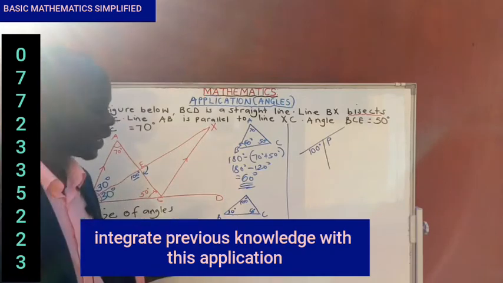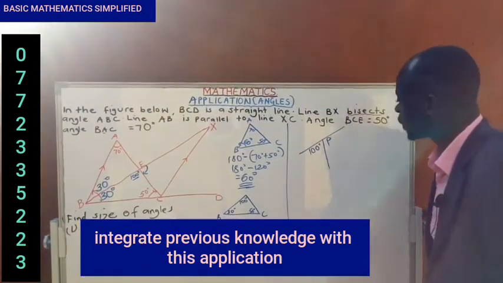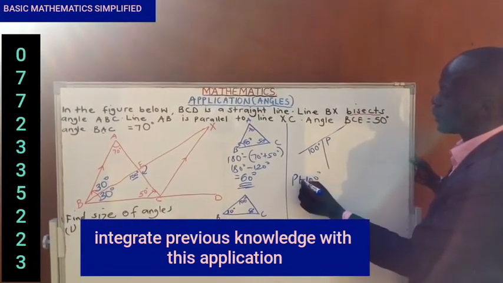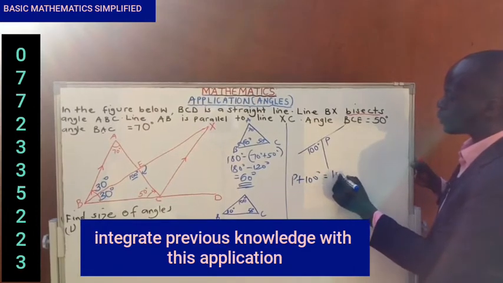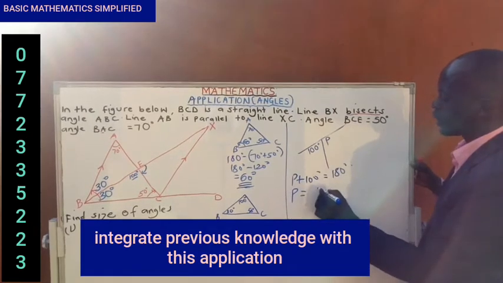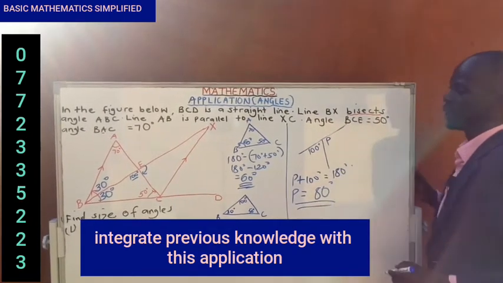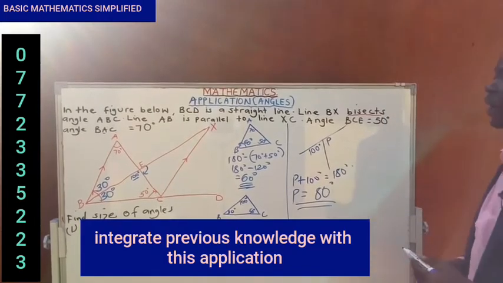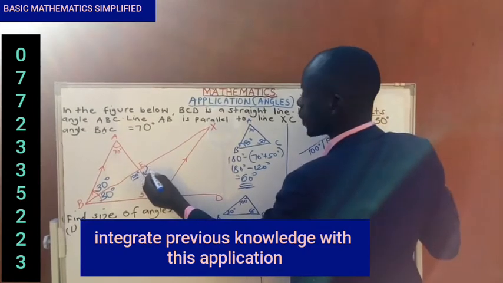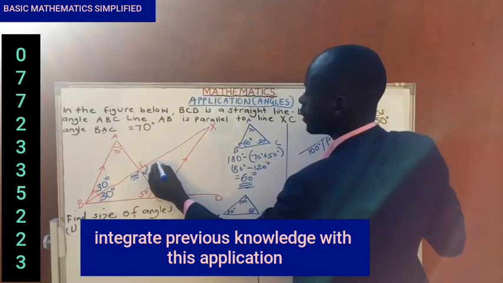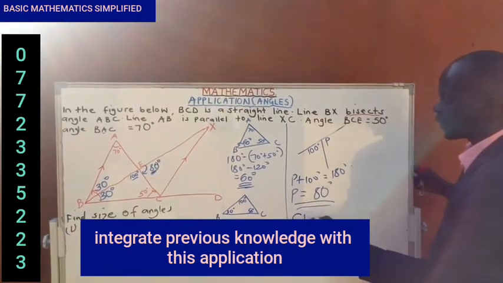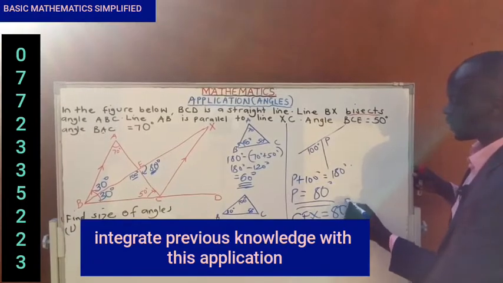Now we want this angle. We move slowly. We don't make things very complicated for these learners. So these are straight line angles, which is P plus 100 degrees equals 180 degrees. So when you collect like terms and you subtract, you will find that you have 80 degrees. Now this angle P is this part here, which is 80 degrees. That means CEX equals 80 degrees.